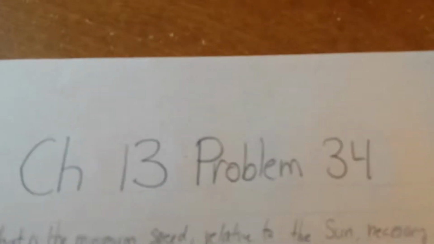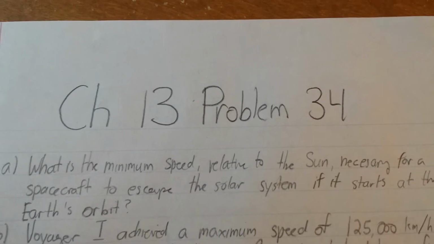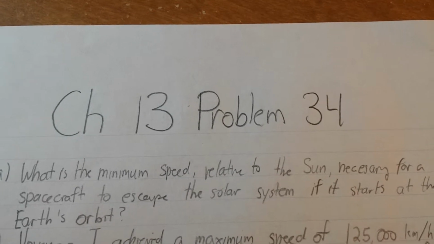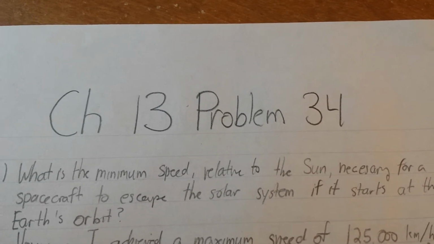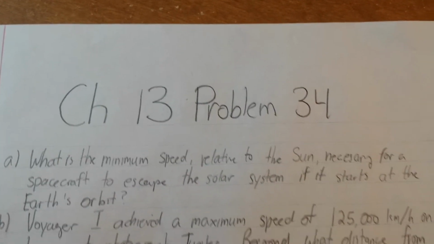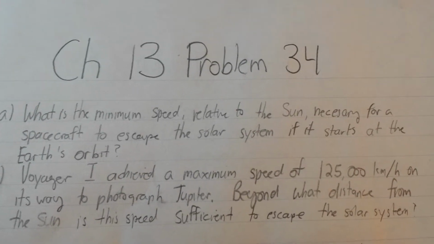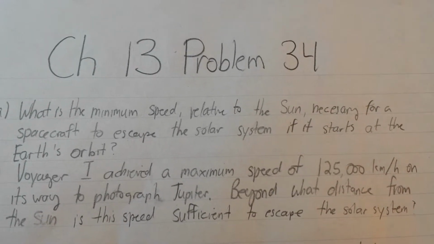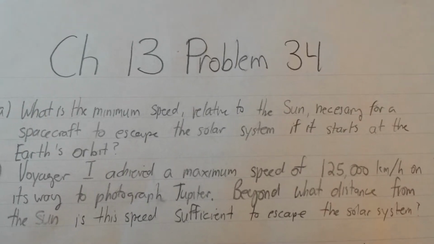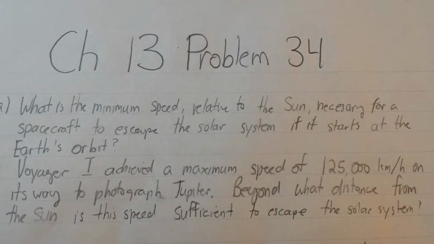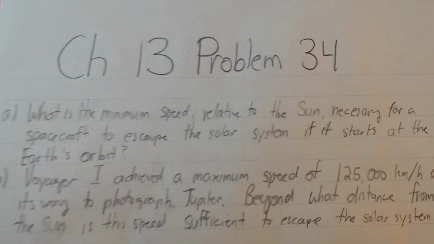This is Chapter 13, Problem 34. The problem reads, for Part A, what is the minimum speed relative to the Sun necessary for a spacecraft to escape the solar system if it starts at the Earth's orbit? Part B asks, Voyager 1 achieves a maximum speed of 125,000 kilometers per hour on its way to photograph Jupiter. Beyond what distance from the Sun is this speed sufficient to escape the solar system?